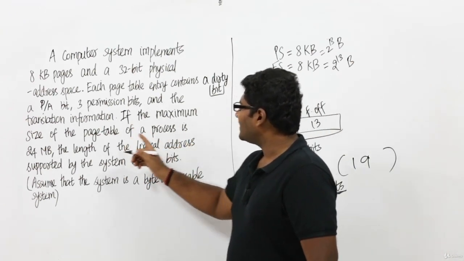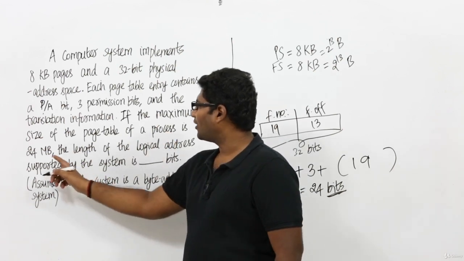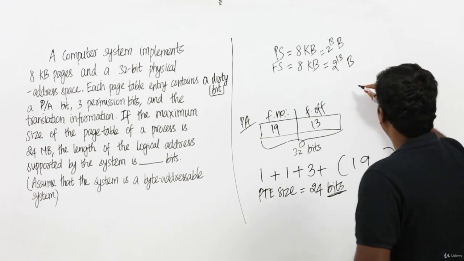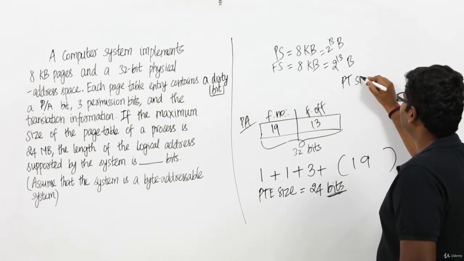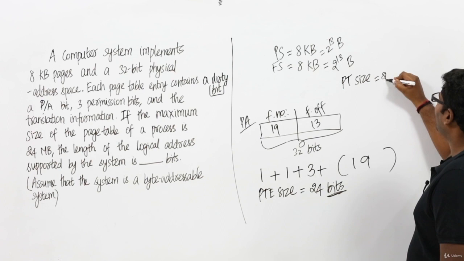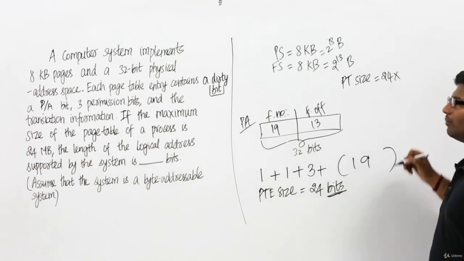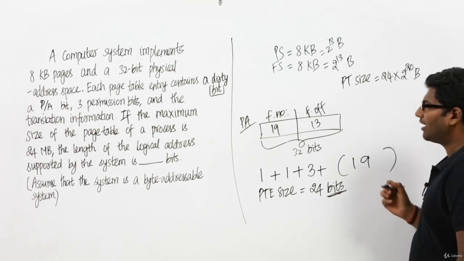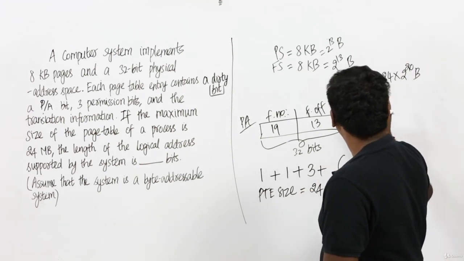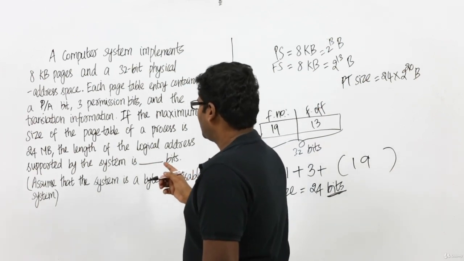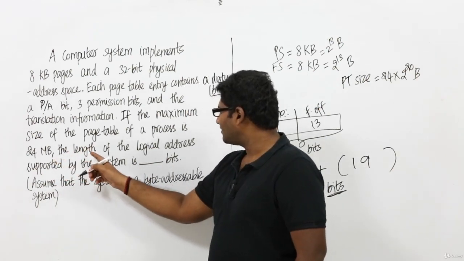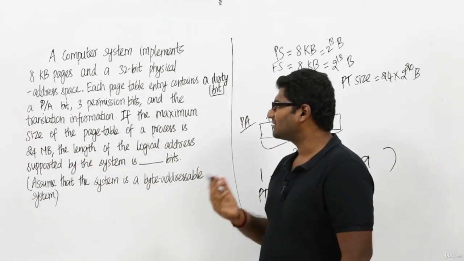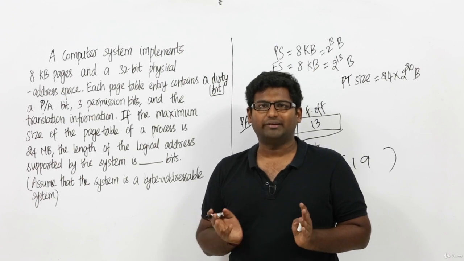If the maximum size of the page table of a process is 24 megabytes, what they mean by this is that the page table size is equal to 24 MB. 24 MB I can write as 24 times 2 power 20 bytes, since 1 megabyte is nothing but 2 power 20 bytes. That's what I have written here. The length of the logical address supported by the system is dash bits, which means they are asking for the total length of the logical address in bits.